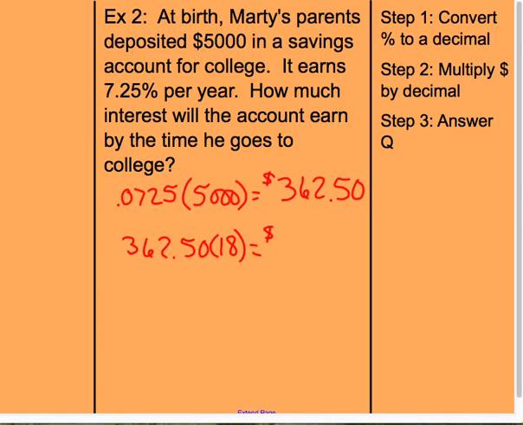And we get $6,525, and that's just the interest. Added on to the initial $5,000 that was deposited, you have $11,525 ready for your college bills.